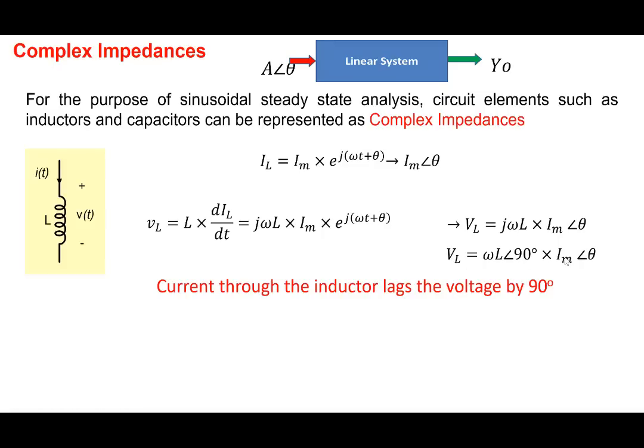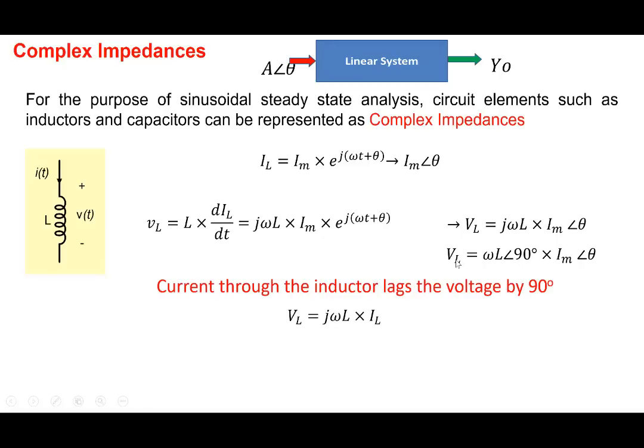That's understandable because it takes time for the current to build up in an inductor. The current through the inductor does not change instantaneously. It takes time for the current to reach its final state, so there's a delay, and that delay shows up in the fact that the current through the inductor lags the applied voltage by 90 degrees.